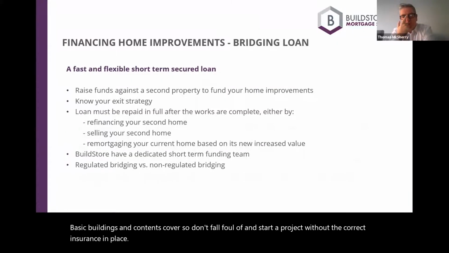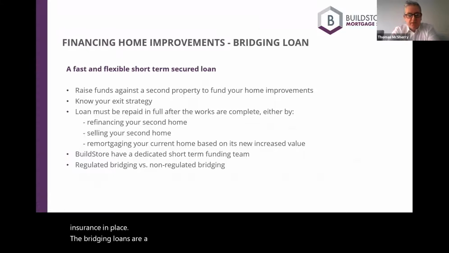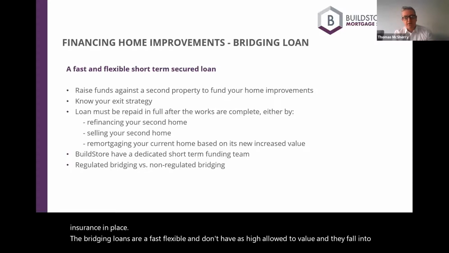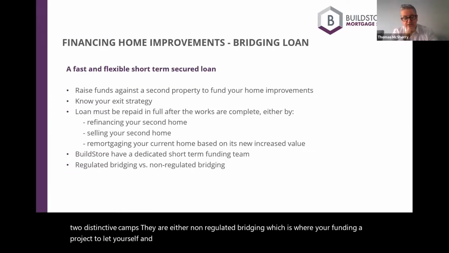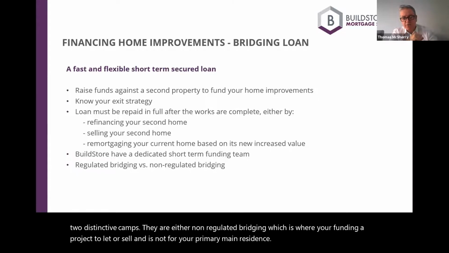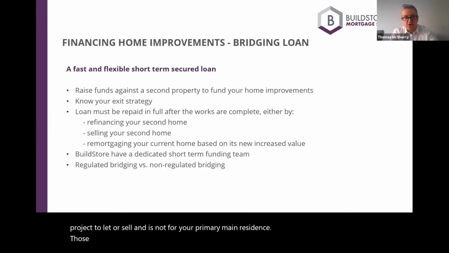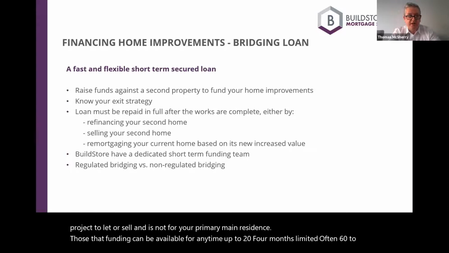The bridging loans are fast, flexible, and don't have as high a loan to value, and they fall into 2 distinctive camps. They're either non-regulated bridging, which is where you're funding a project to let or sell. It's not for your primary main residence. That funding can be available for any time up to 24 months, often limited to 60 to 70% of the project.